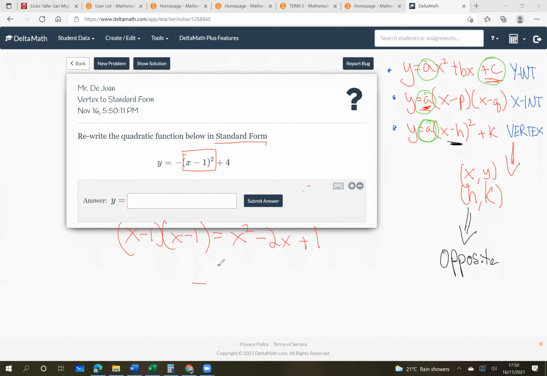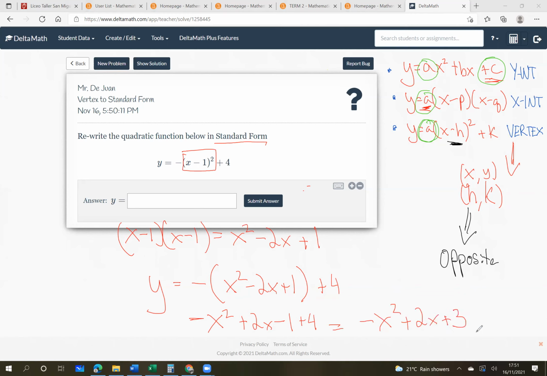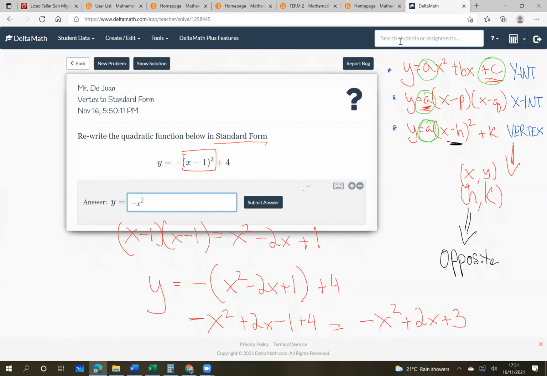So what do we have? We have negative brackets x squared minus 2x plus 1. And then we have the plus 4 that is left. How do we write this out? You have to do negative x squared plus 2x minus 1, and we still have the plus 4. Don't forget about this. Very easy mistake to fall into, which is negative x squared plus 2x plus 3, right? Type it in. Negative x squared plus 2x plus 3.